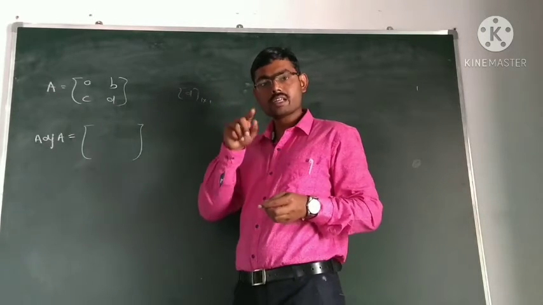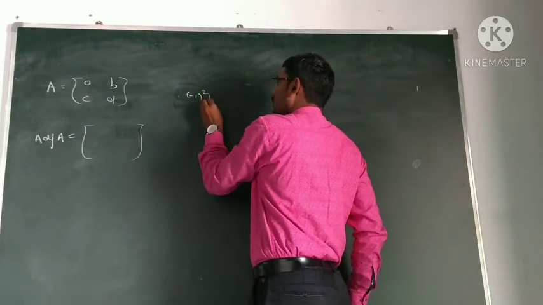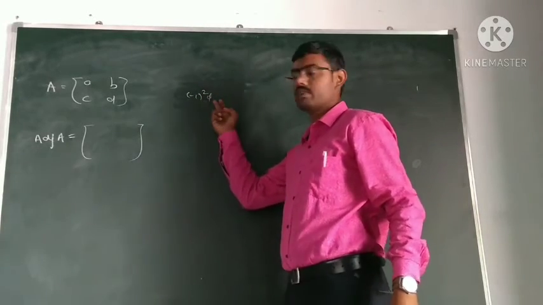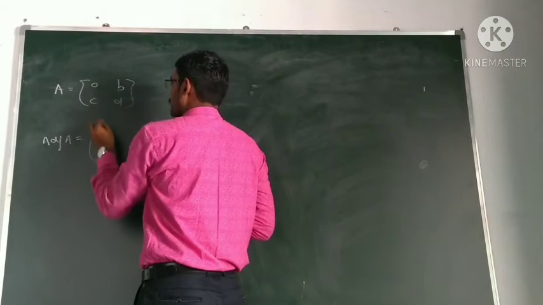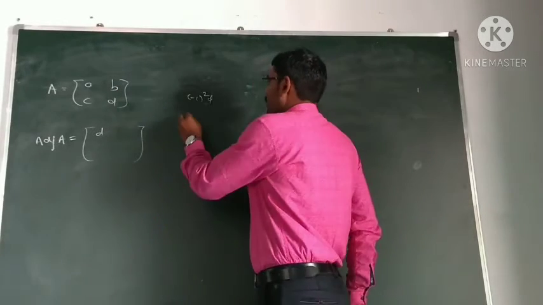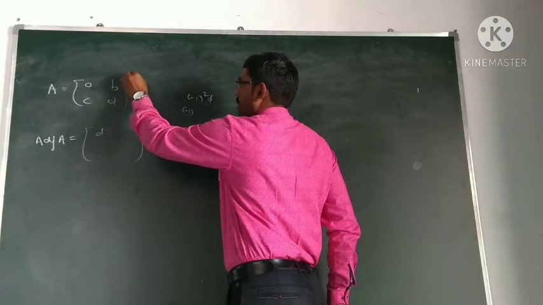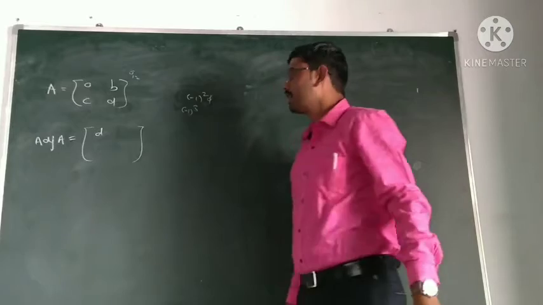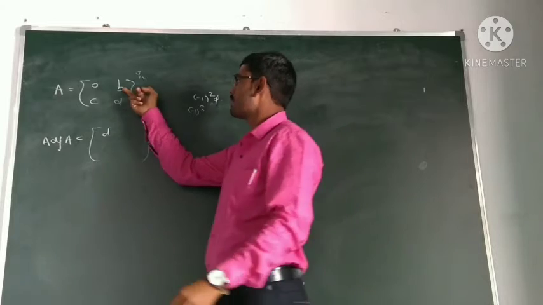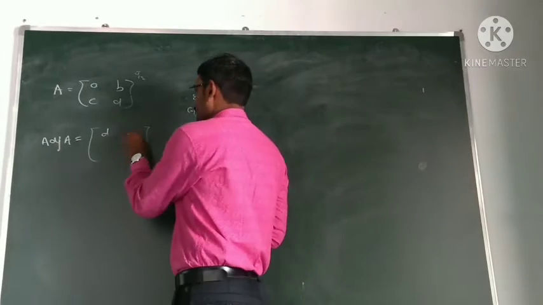The determinant of D is a single element, so the determinant is D. Therefore the cofactor of A is minus 1 raised to power 2 into the determinant of D, and the determinant of D is D itself. So minus 1 raised to power 2 is plus 1, into D. So the cofactor of A is D. Then the cofactor of B is minus 1 raised to power 3, since this element is A1 2, into the minor of B. The minor of B is the determinant of C, which is C, but with minus 1 into C, so minus C.